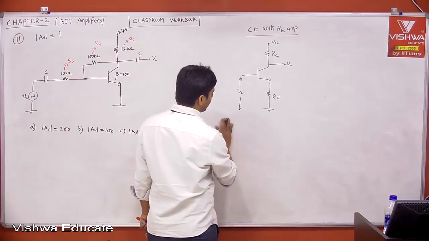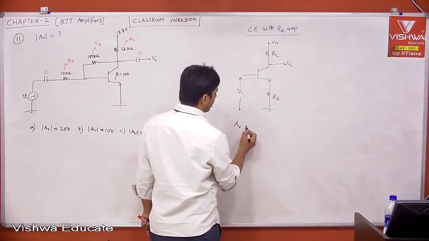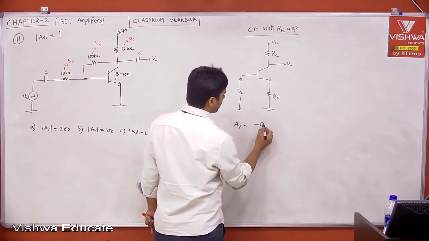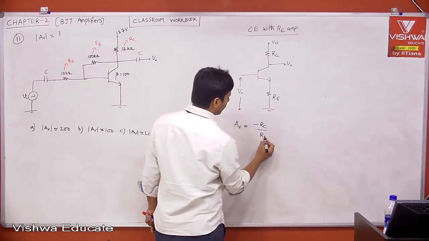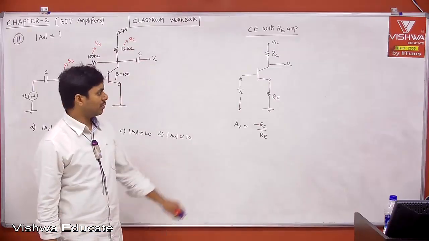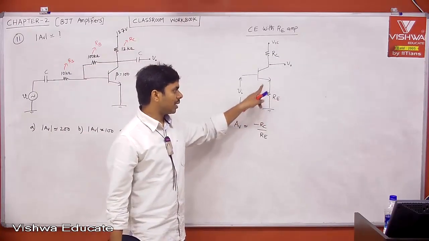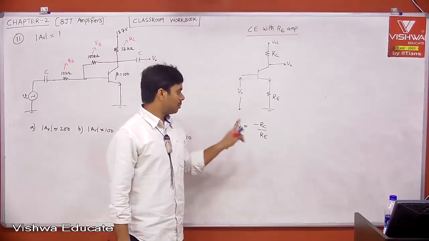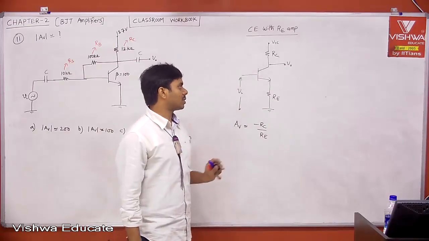We got V0 by Vi. That is nothing but voltage gain, AV, which is approximately what? Minus RC by RE. That is what we got, right? Ratio of resistors. And I told you that this is stable because of negative feedback, right? Because of negative feedback, your gain is stabilized, but it is a low value. But what are the ratio of resistors?